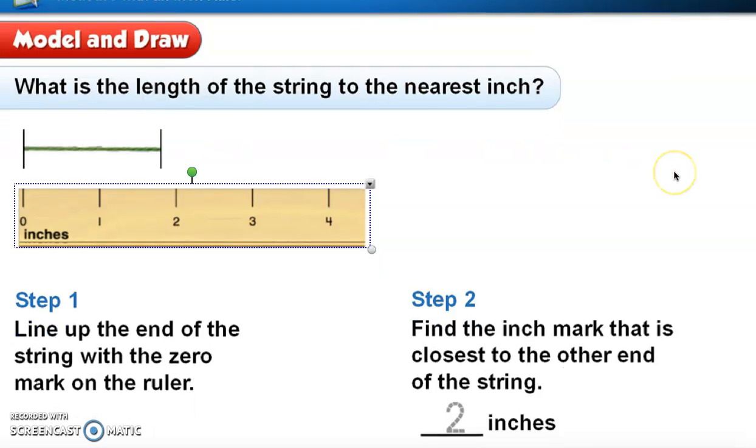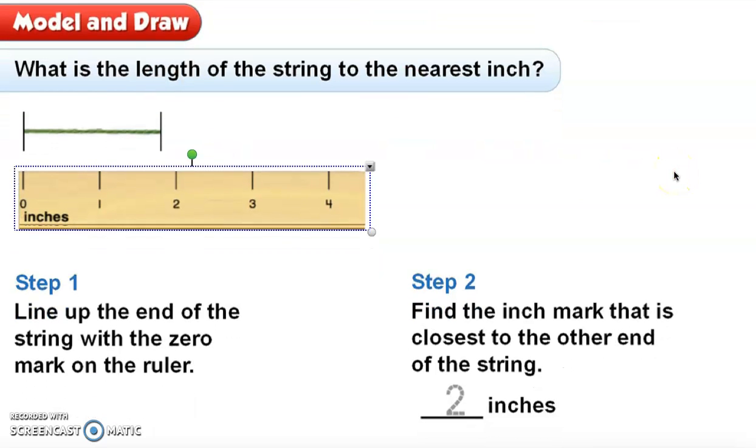So remember, the first thing about using an inch ruler is that you always want to make sure that you line up the end of the string or whatever you're measuring with the 0 mark on the ruler. You don't want to use the very edge of the ruler because technically it really starts right here at the 0. It gives you a little bit of space before the 0 starts. So when you're using a ruler, you always want to make sure that your object is lined up with that 0.